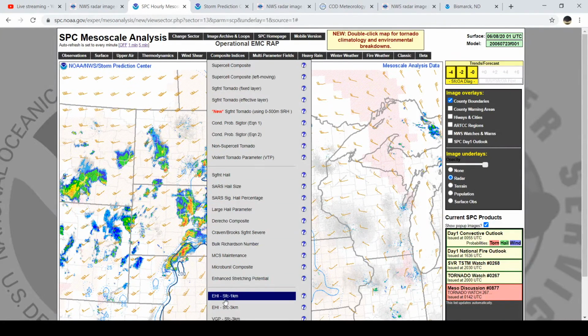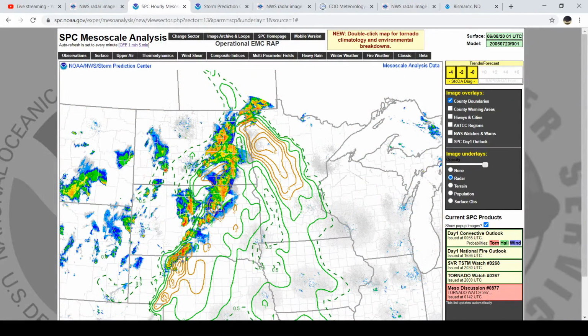If we look at our 0 to 1 kilometer SRH, there's pockets of them. So definitely, if a storm is over one of those pockets, the chances are still there for a brief spin up tornado to happen. But overall, it looks like the system's gonna become linear.